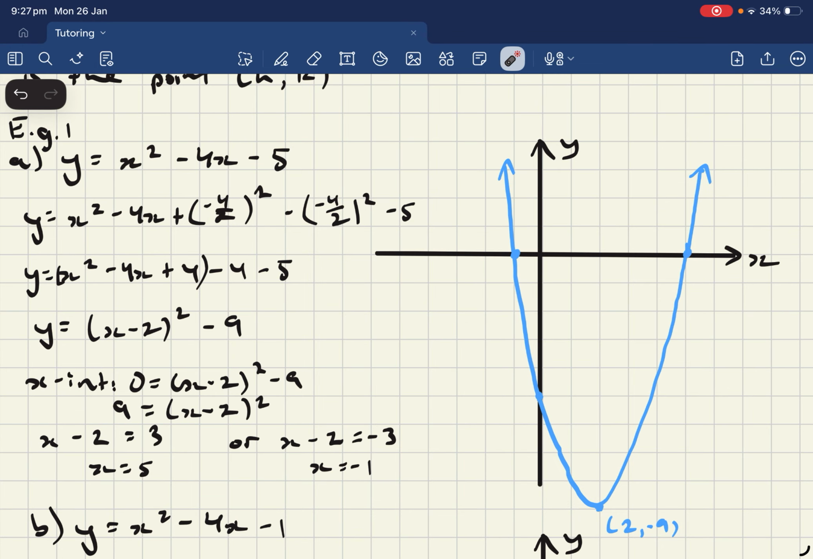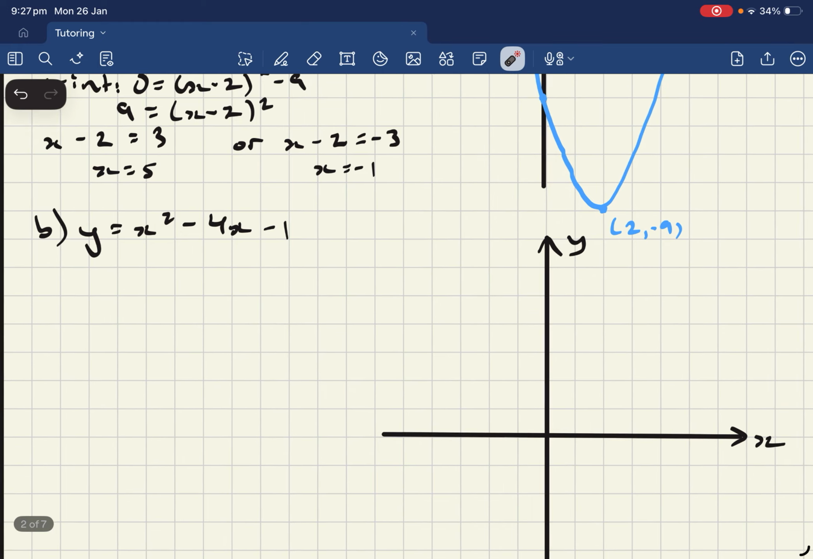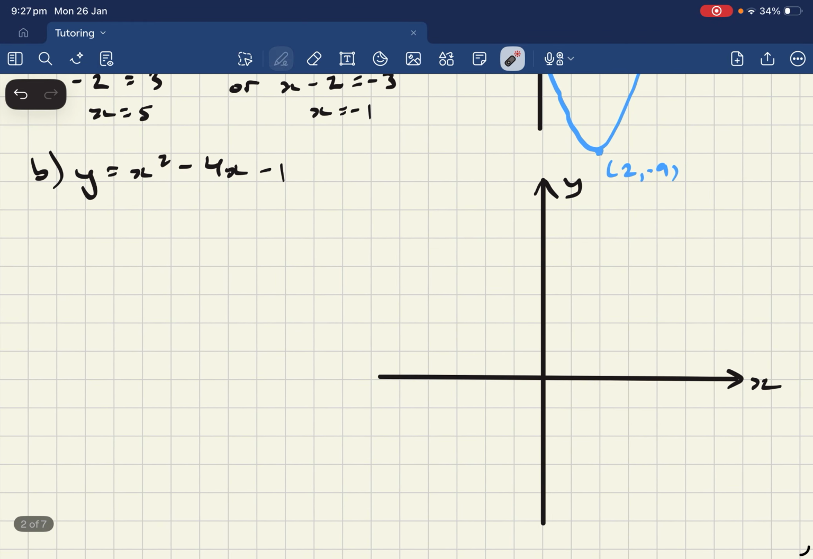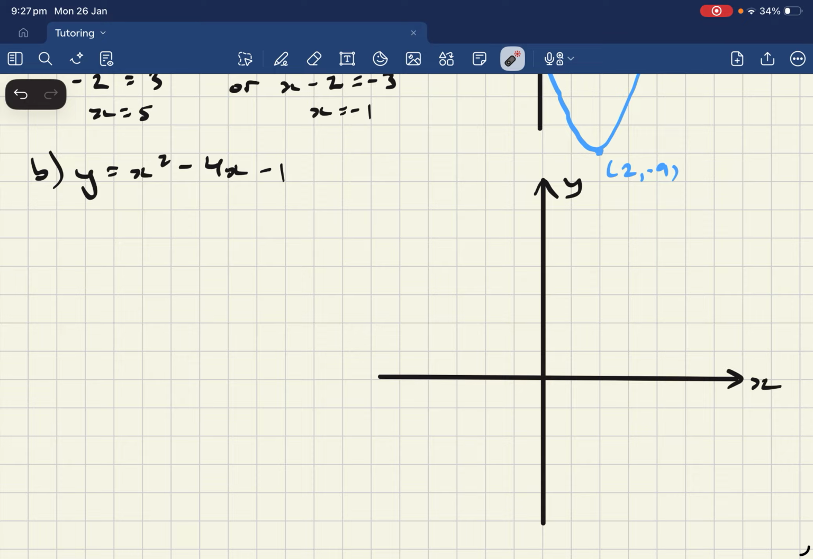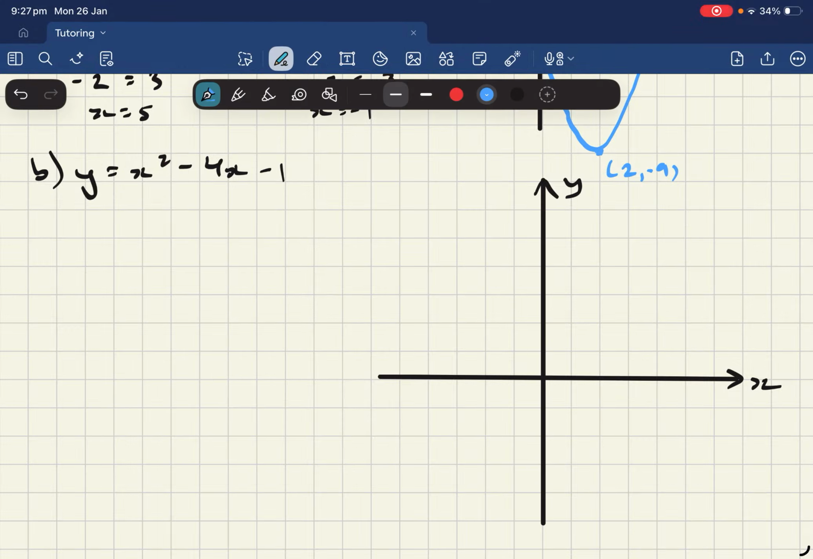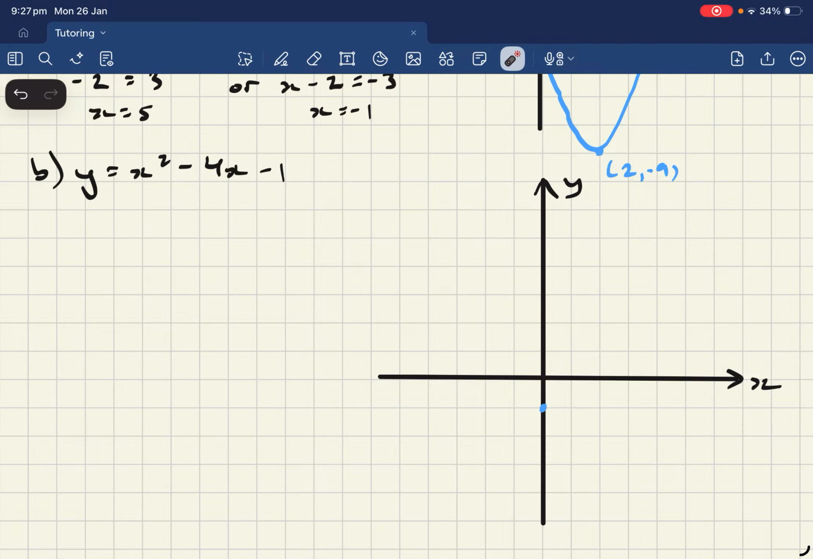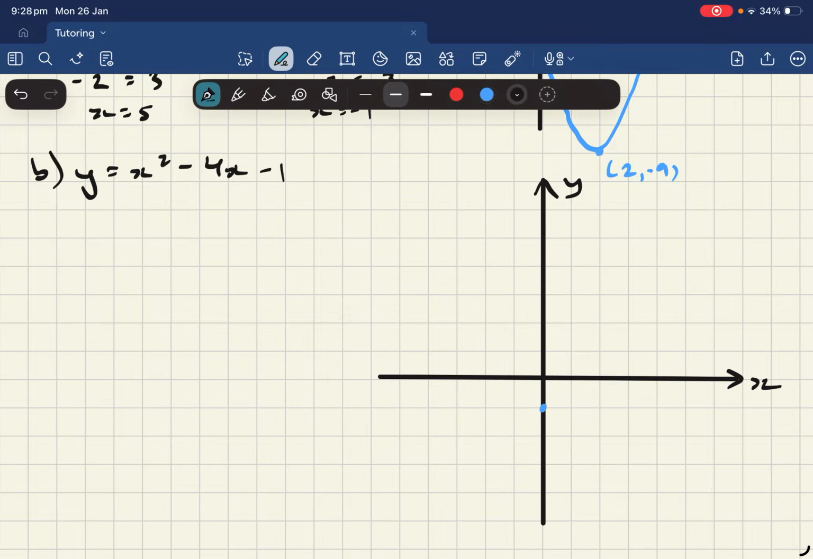In the next example, we're going to see an example with surds. So if we get this one over here, y equals x squared minus 4x minus 1, we're going to complete the square. So actually, before we even do that, we can immediately read off the y-intercept. If we sub in 0 for x, that'll give you 0 squared minus 4 times 0. These two terms will cancel out, giving us a y-intercept of negative 1. We also know that the coefficient of x squared is positive, so it will be a concave up parabola.